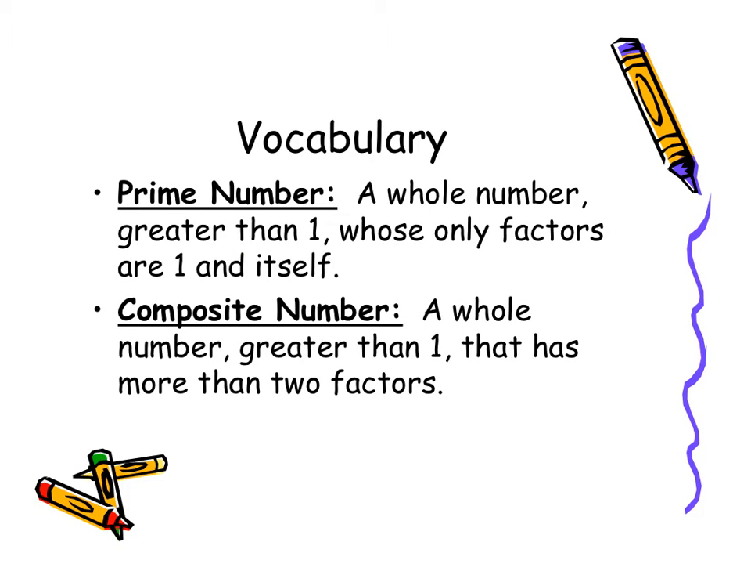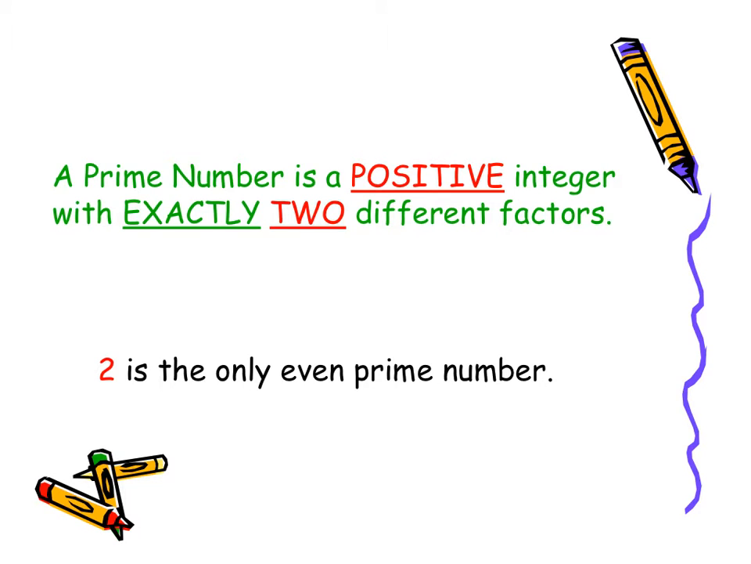Right, here's some basic vocabulary back from elementary school. You've got a prime number, a whole number greater than 1 whose only factors are 1 and itself, and a composite number, a whole number greater than 1 that has more than 2 factors. A prime number is a positive integer, so integer means whole number, with exactly 2 different factors. 2 is the only even prime number.